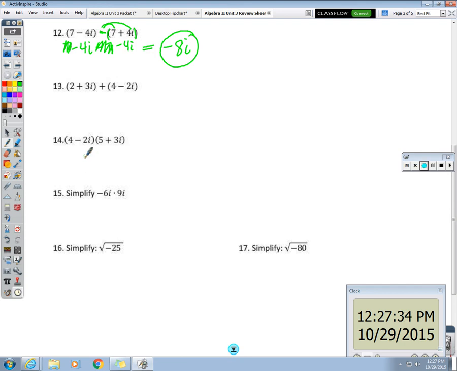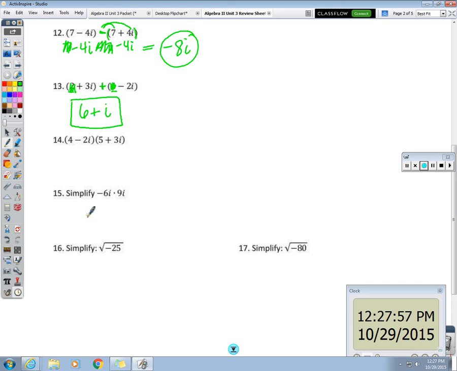Okay, number 13, what do they want you to do? Add. So do we need to distribute anything? No, we're just ready to combine like terms. We have a 2 and a 4 that makes 6. And then we have a 3i and a negative 2i, which is positive 1i, but you don't have to write the 1. 6 plus i would be the final answer.